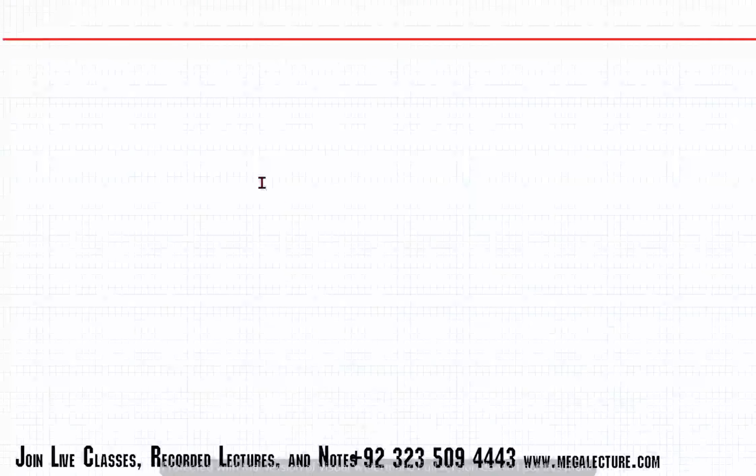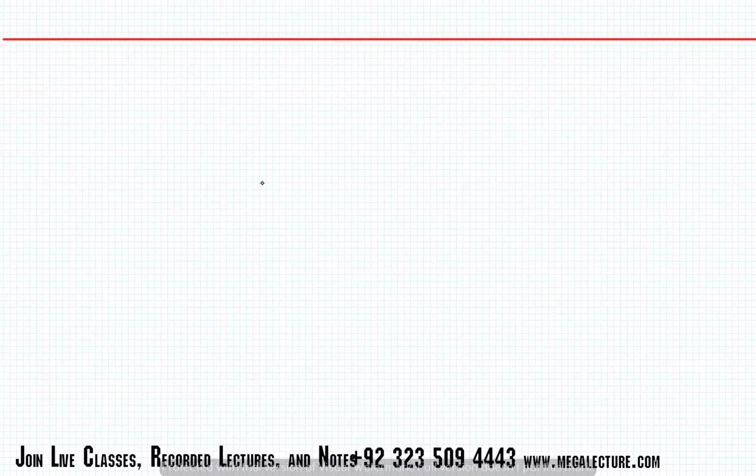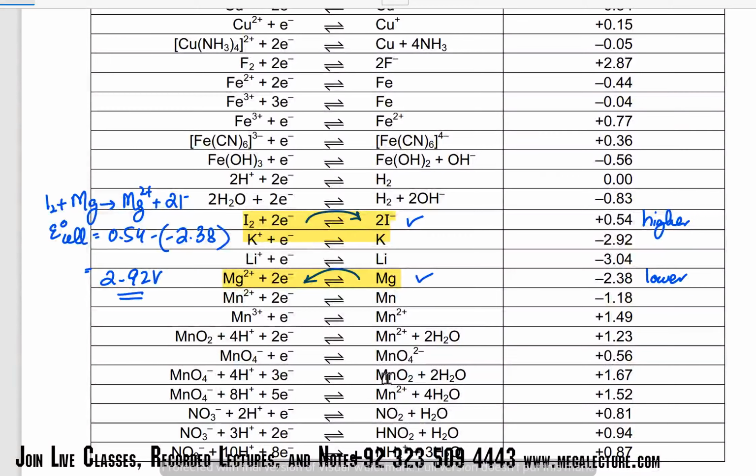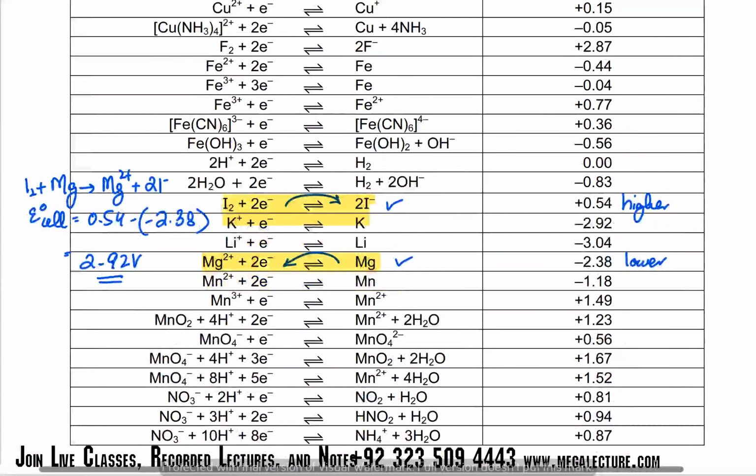They'll just tell you, okay, what will happen if copper reacts with FeCl3? So they won't tell you what the electrode is. What's going to happen if copper solid reacts with FeCl3 aqueous? You don't know what the electrode is. You know that there is copper, and something is going to happen to copper. That's about it.